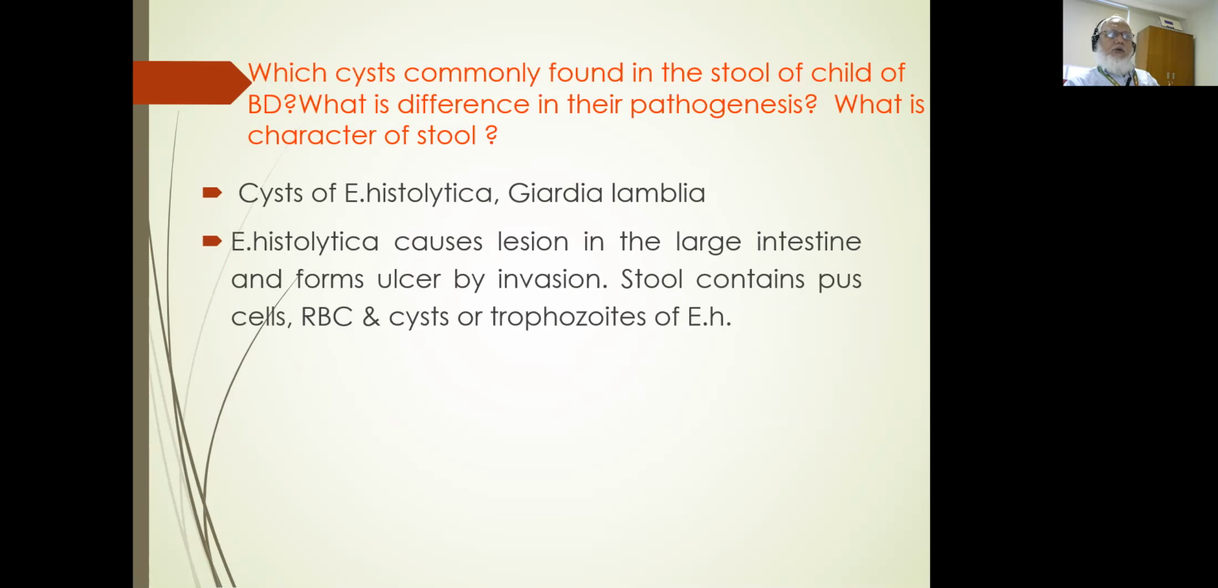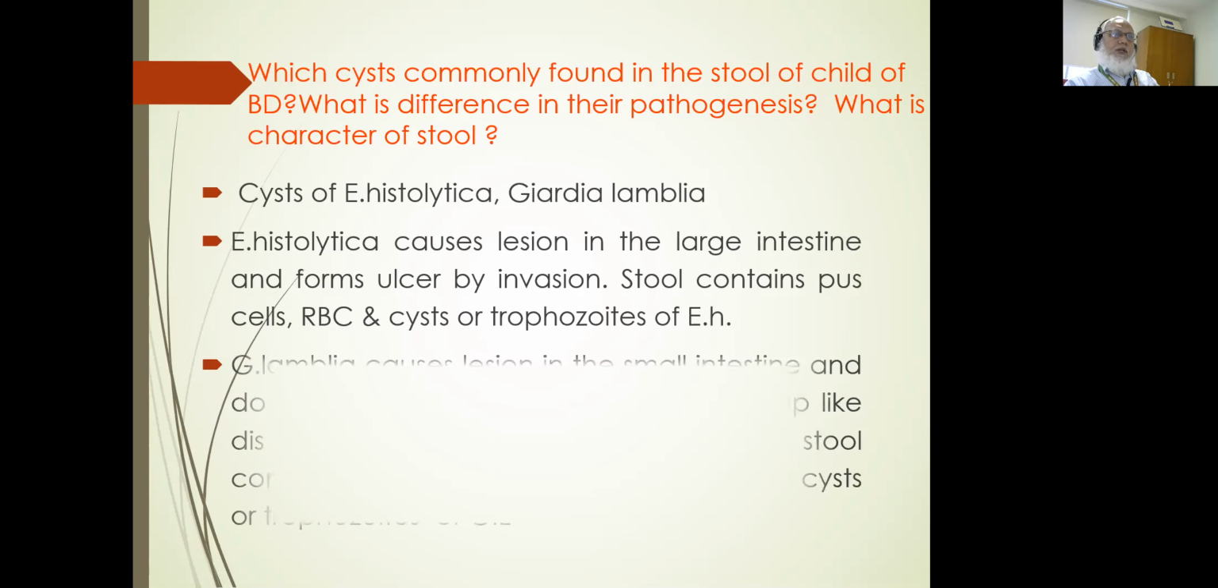Entamoeba histolytica causes lesions in the large intestine and forms ulcers by invasion, and that's why the stool contains pus cells, RBCs, and cysts, or usually trophozoites of Entamoeba histolytica, and in chronic cases, cysts.